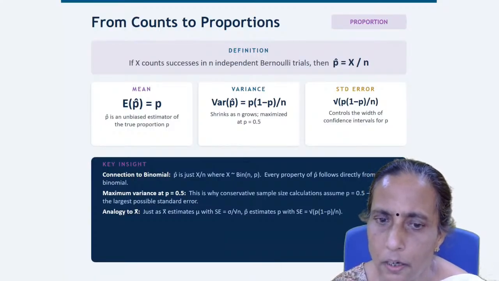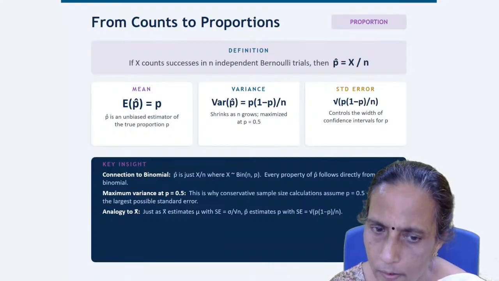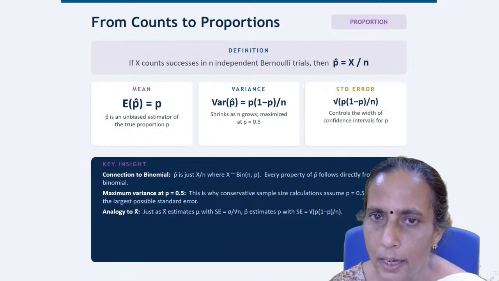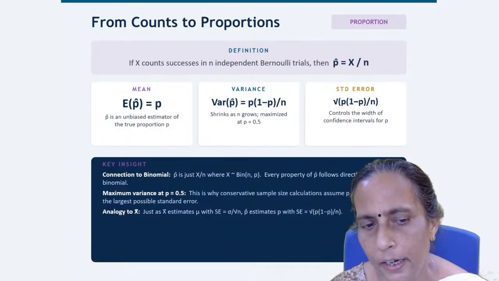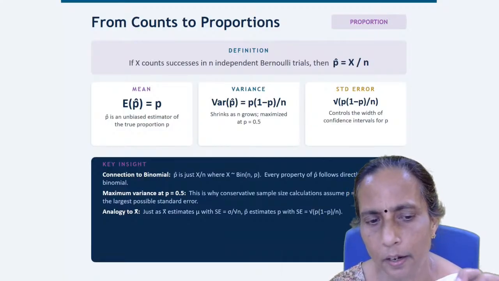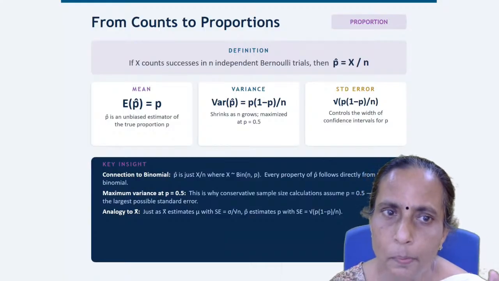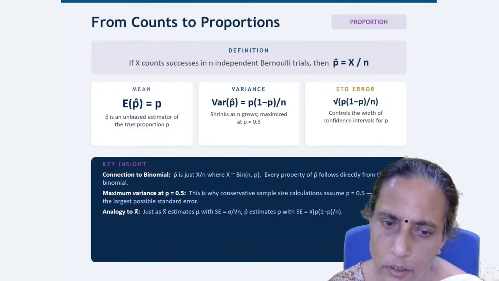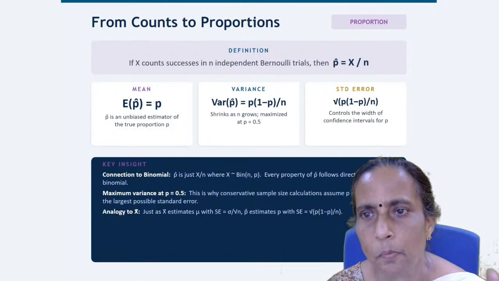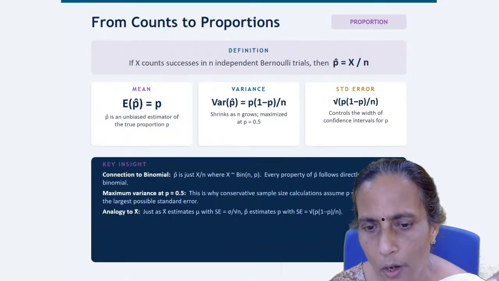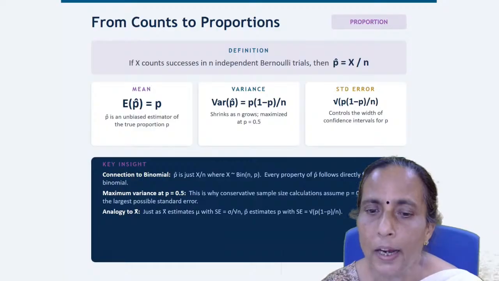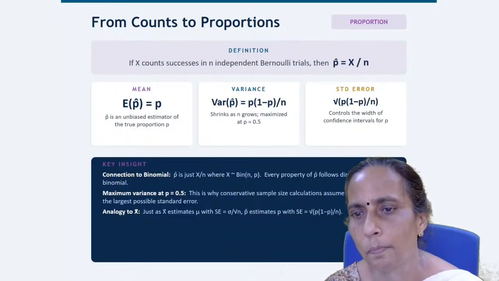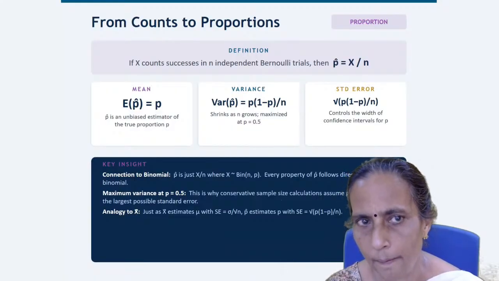So maximum variance is at P equal to 0.5. This is why conservative sample size calculations assume P is equal to 0.5, since it gives the largest possible standard error. The analogy to your sample mean is that just as the sample mean estimates your population mean with standard error, population standard deviation divided by square root of n, your P cap estimates the value of P with standard error square root of P into 1 minus P by n.